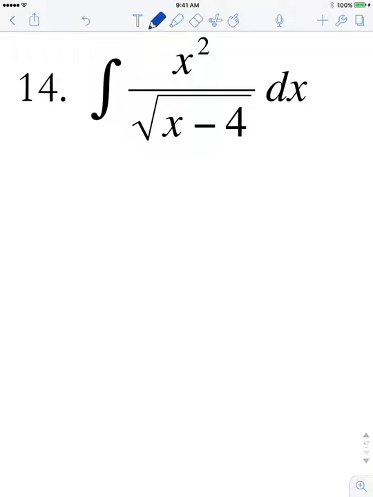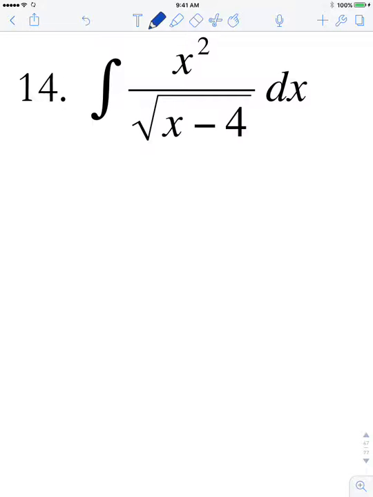Okay, this is from your workbook. This is number 14 from the homework part of your workbook. So we're going to select u, and u is usually the part of the function that's the most difficult to get. It's usually something raised to a power, right? U substitution is our answer to the chain rule.